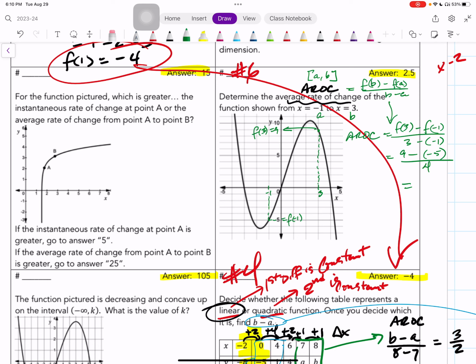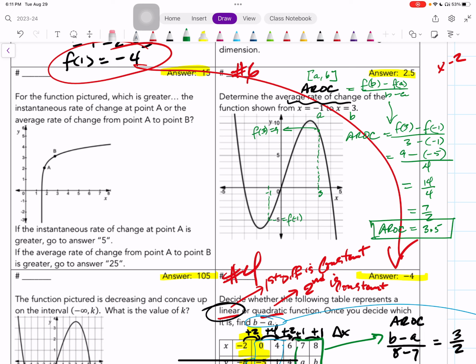9 minus negative 5 is 14, divided by 4 gives you 7 halves. Okay, or you can say the average rate of change is just, as a decimal, 3.5. Okay, 3.5. So now, before I go to the next problem, I want to show you the other way to do it.